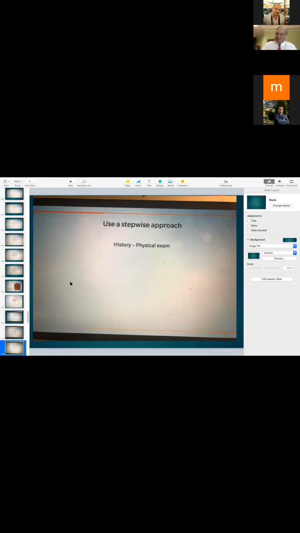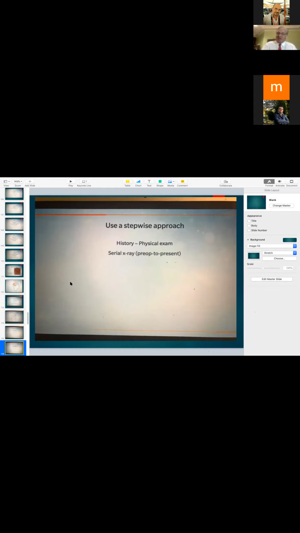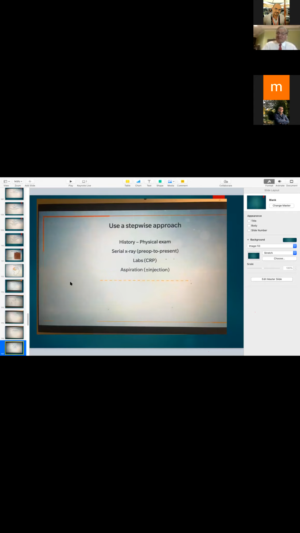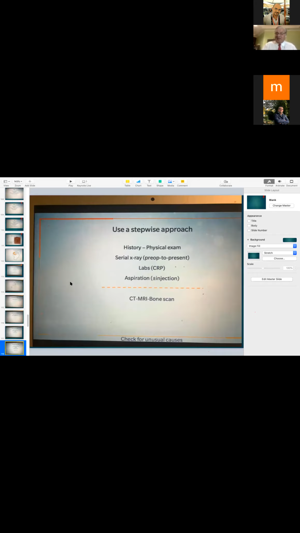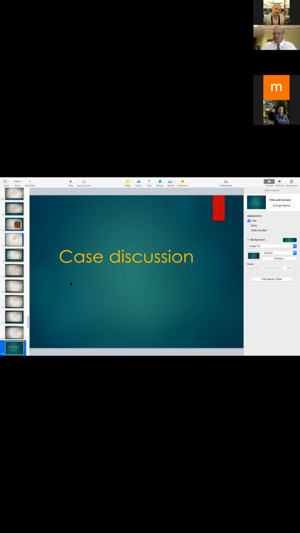So start with history and physical examination, serial X-ray, lab tests. If it is normal, go to aspiration, inject lidocaine, and then you go to CT or MRI. This is your guideline for every painful knee. And as I told you, the first schedule, you can check it and put it in your pocket. Whenever you think that your job is perfect but it is still painful, these things you can do. And if everything is okay, you can say osteotomy.